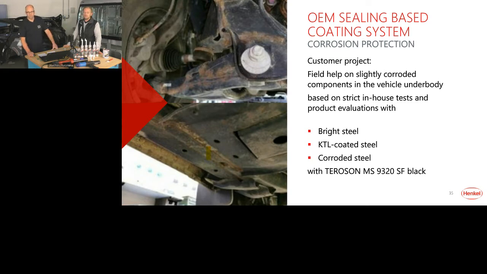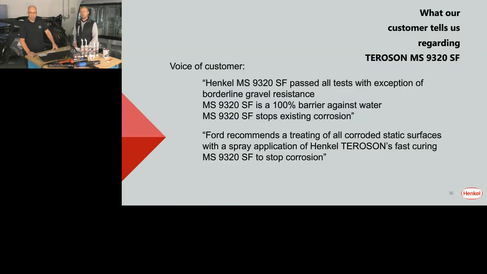It took really also a long time, but the customer was really surprised. In which way was the result? What did he say? He said it was 100% water resistant, and it also covered the corrosion. And he said Henkel MS 9320 SF passed all tests with exception of borderline gravel resistance. MS 9320 SF is 100% barrier against water. MS 9320 SF stops existing corrosion.